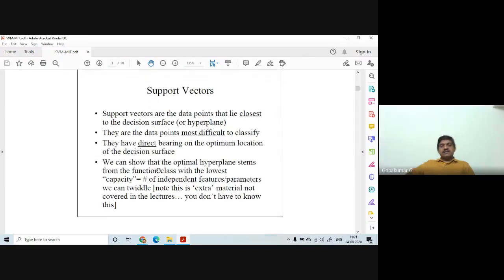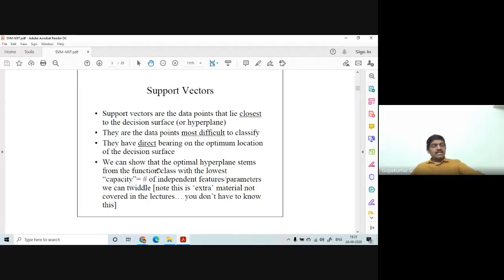Then a few concepts and terminologies. Support vectors: support vector machine is the terminology, but what are support vectors? They are the training set data points that lie closest to the decision surface. We have already seen decision boundary, decision surface, hyperplane, a lot of terminologies for the same thing. The data points that are closest to the decision surface are generally called support vectors. We'll come to that terminology later.